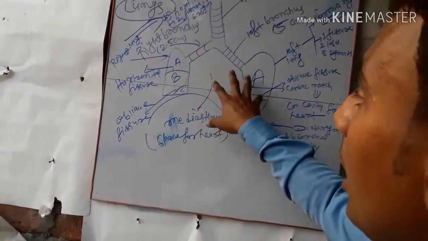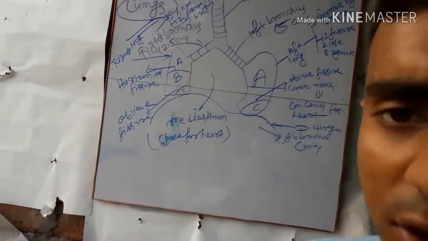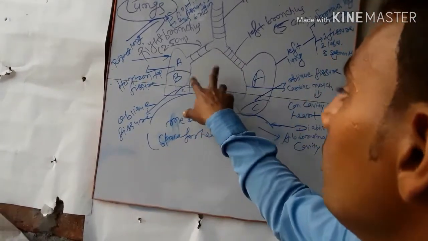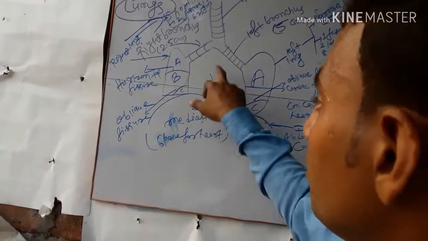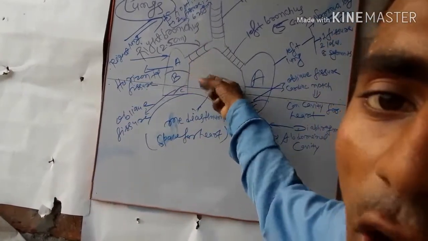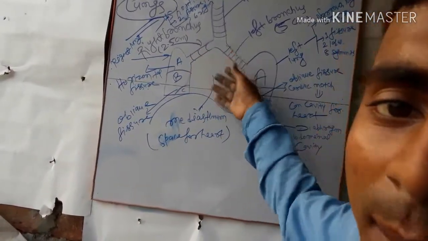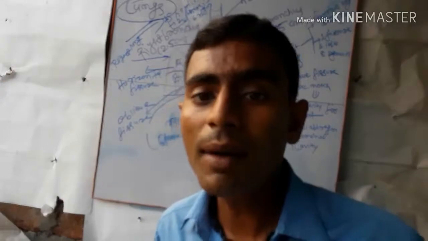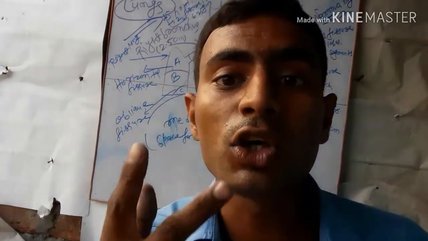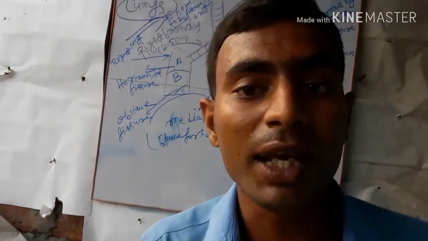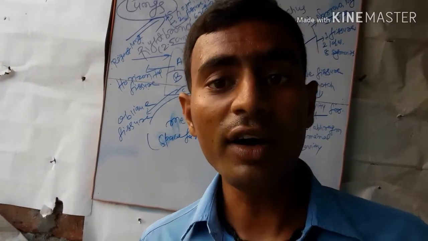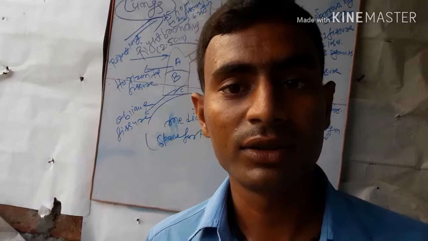Between both lungs, there is a space, and this space is called the mediastinum. The mediastinum space is present between the two lungs, and that space is for the heart.